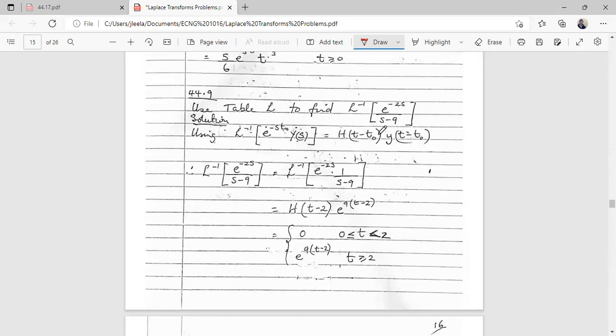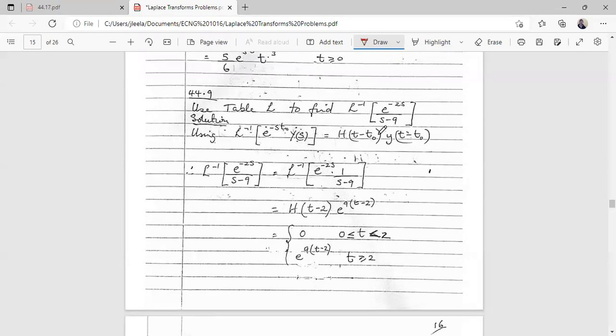44.9. Use table L to find the L inverse of e to the minus 2s over s minus 9.